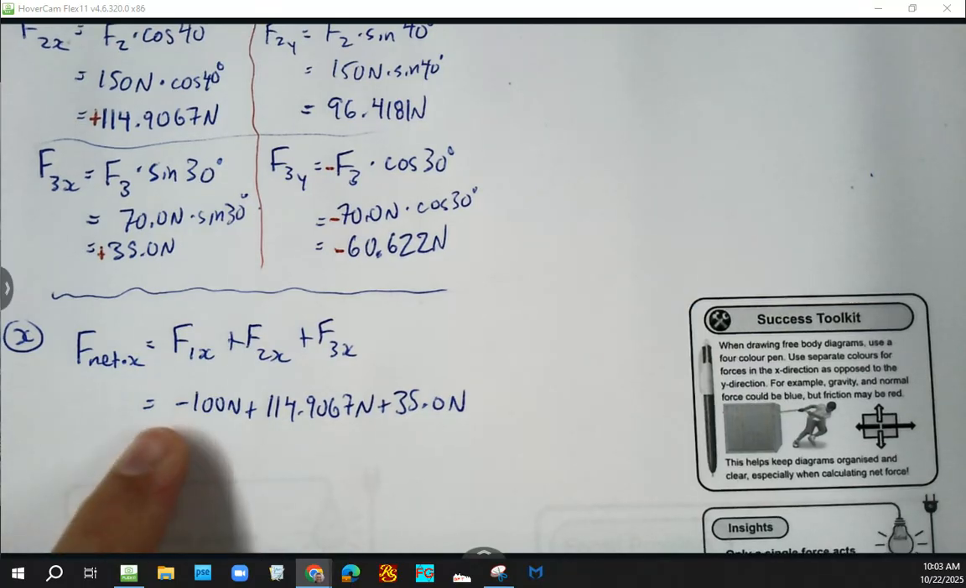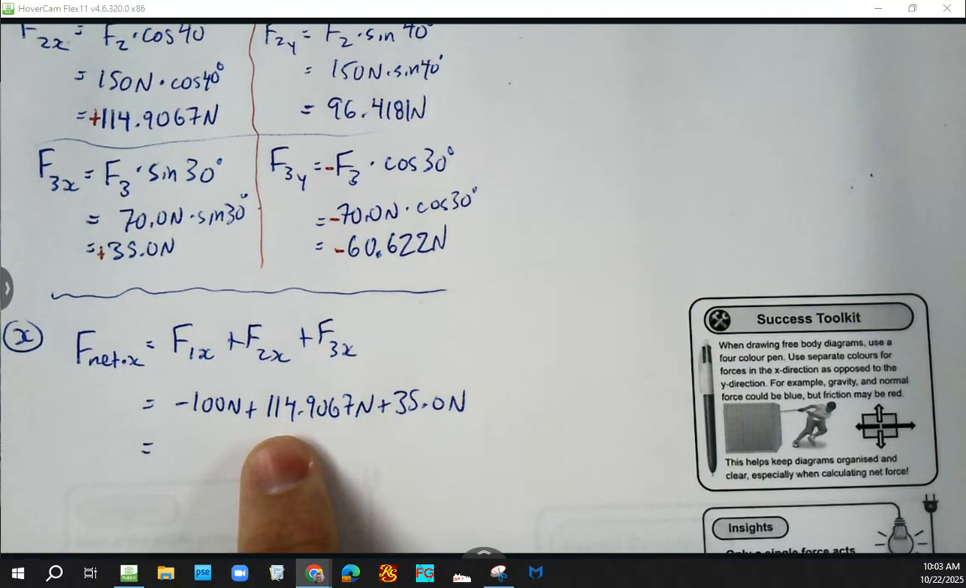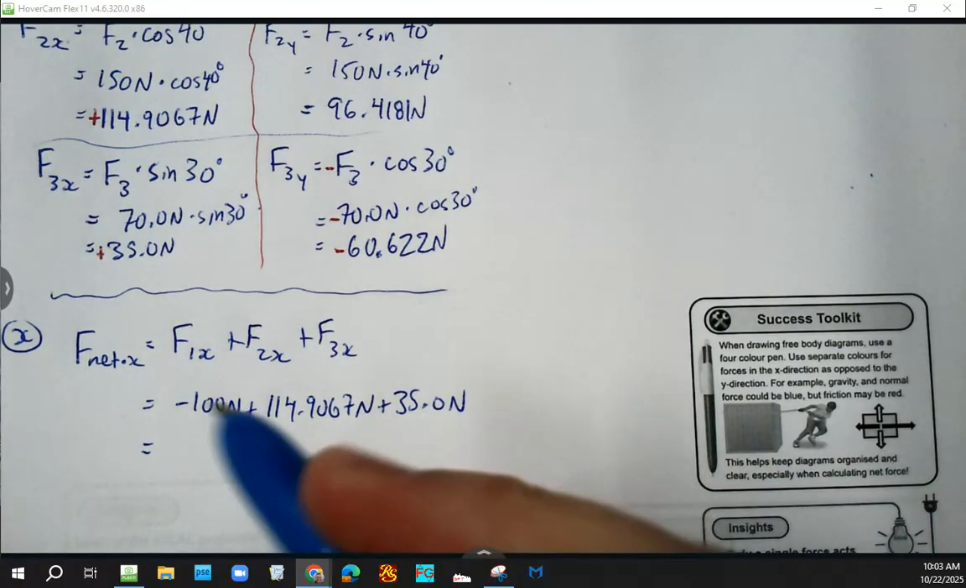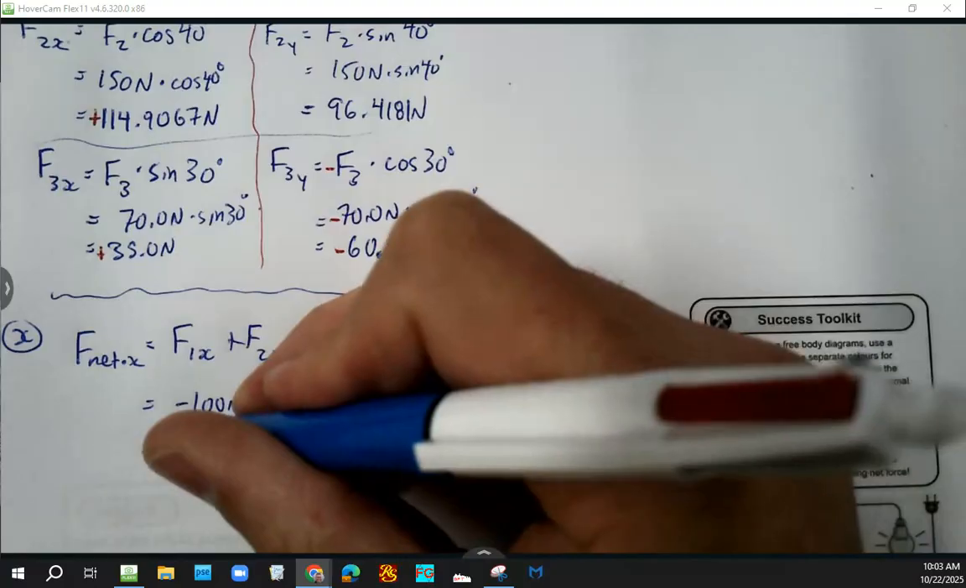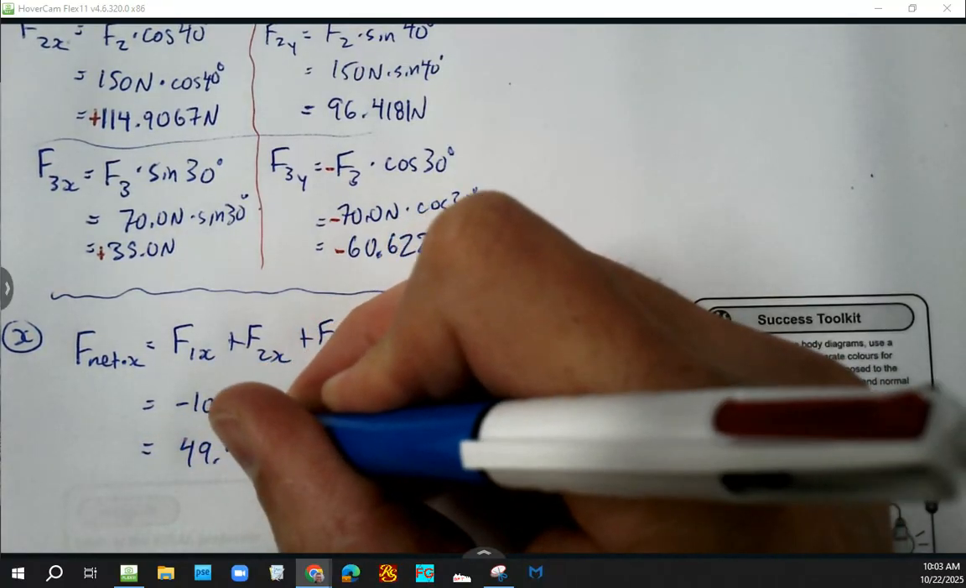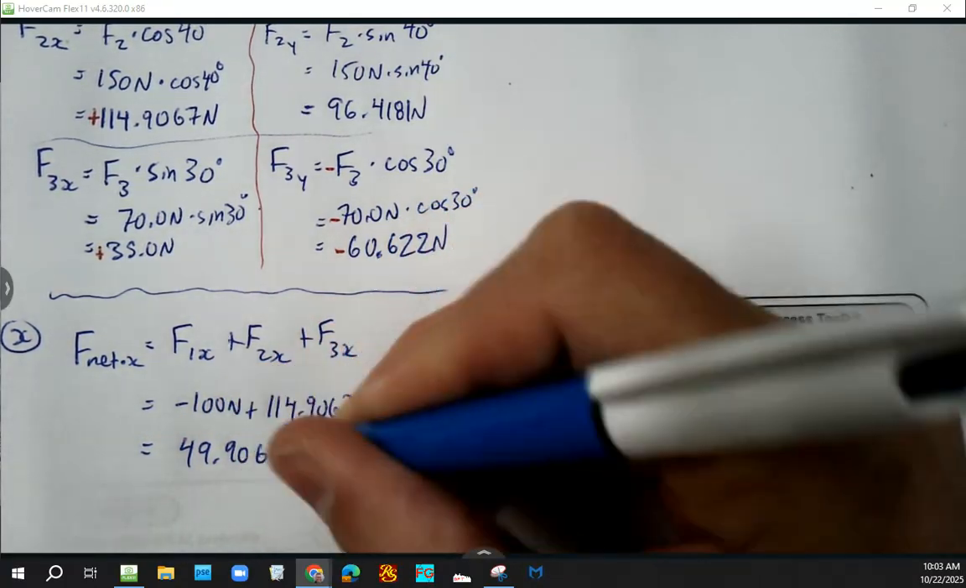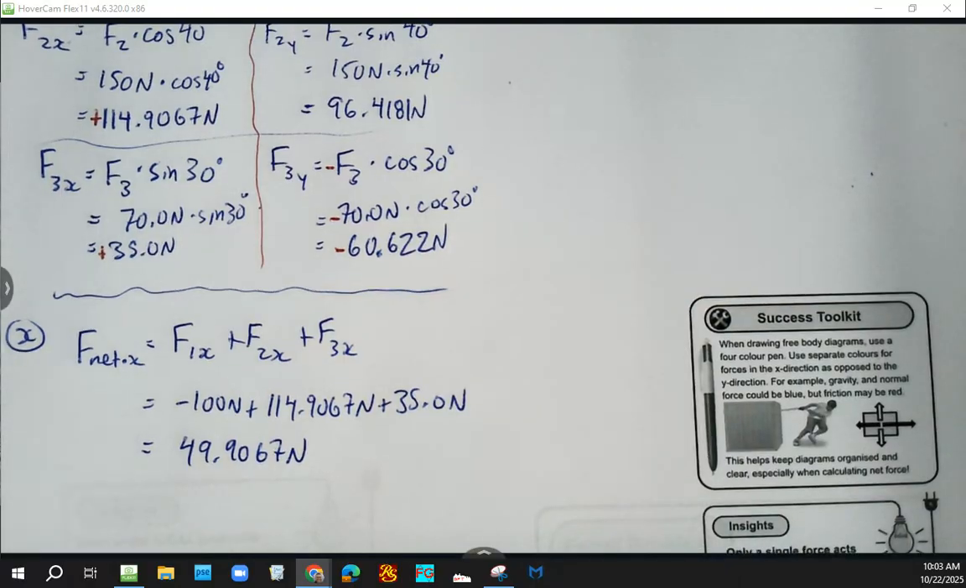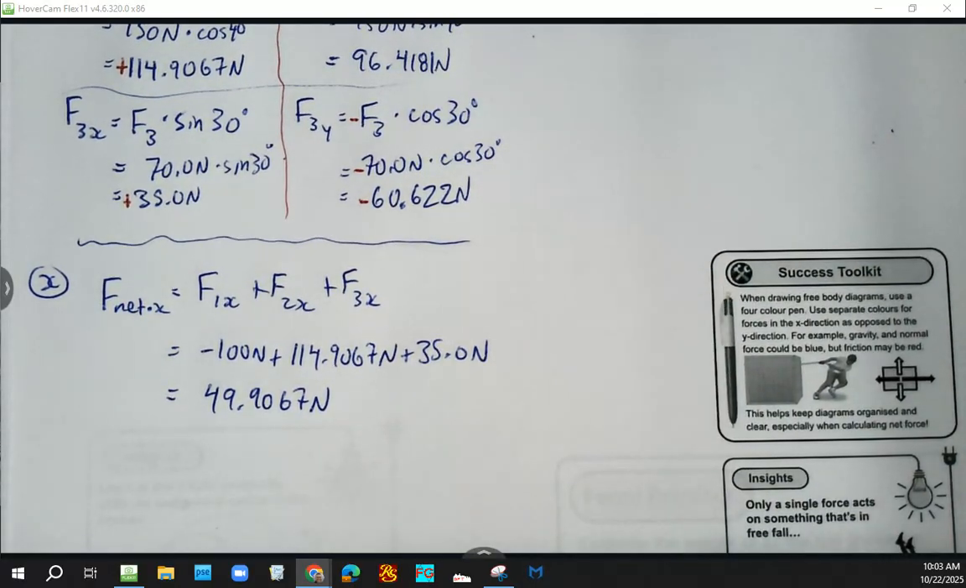Now notice, minus 100, plus 100, so it's really 14.9067 plus 35. 49.9067. What is it? What is it? 49.9067. 49.9067 newtons. All right.